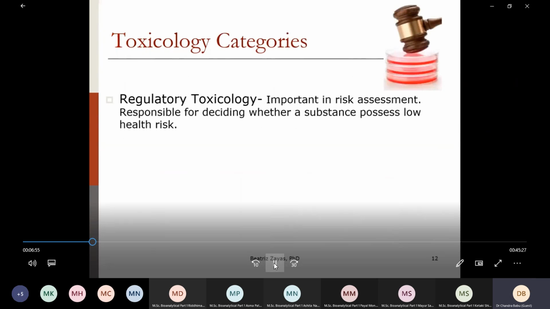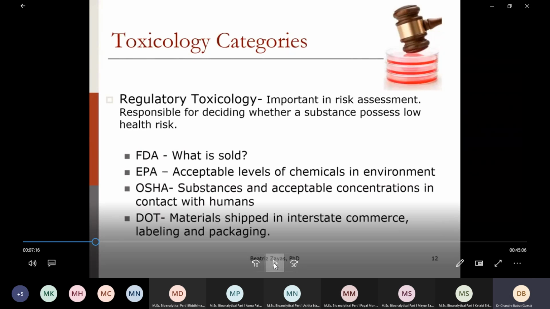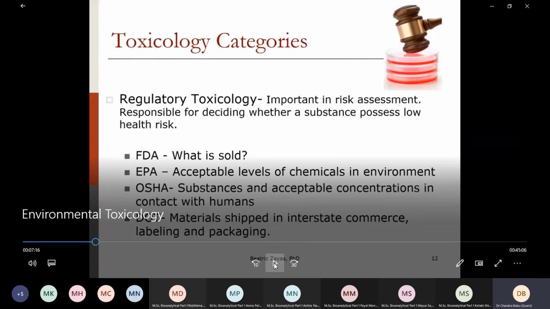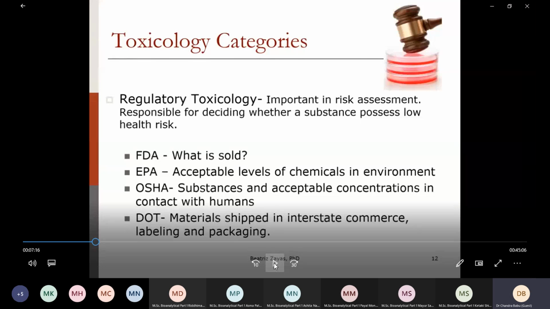Another area of toxicology is regulatory toxicology, very important for the environmental field and for establishing risk assessment. It's really responsible for deciding whether a substance possesses low health risk. So you could say regulatory toxicology is really putting together levels that should be safe in order to make safe recommendations. This comes under the overall categorization of environmental toxicology. So it's good to know the overall perspective, and then we go to the specifics of this particular subgroup.